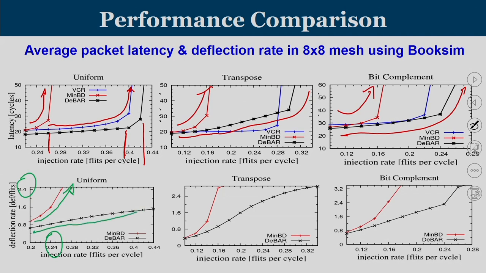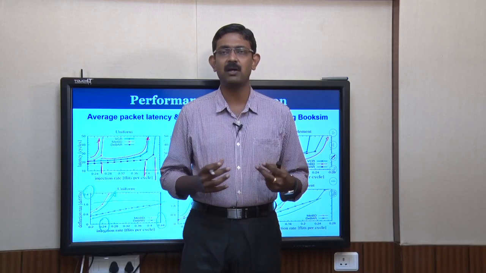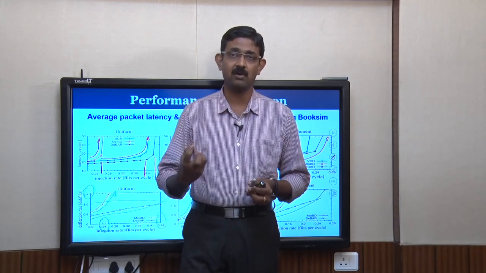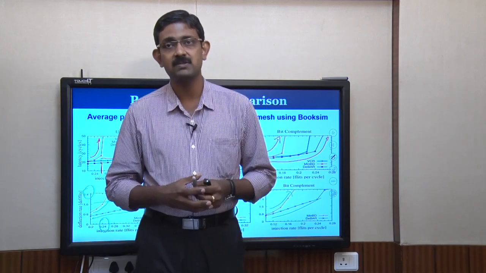But the deflection rate of D-bar is also increasing. Even at slightly higher load, D-bar packets are experiencing roughly 1.5 deflections per flit. So this graph tells that when the load is increasing, the conflict is increasing and more packets will get deflected away. But the number of flits deflecting away is drastically reduced in the case of D-bar because of a better priority mechanism. You can see the same trend in the case of transpose traffic, where min BD has heavy deflections whereas D-bar has a slightly lower number of deflections. So, by virtue of the priority mechanisms, the changes in the router microarchitecture are able to reduce the number of deflections, thereby reducing the average packet latency.